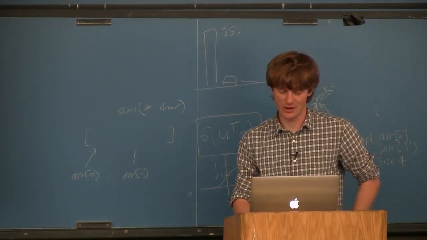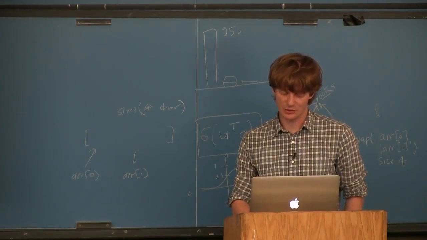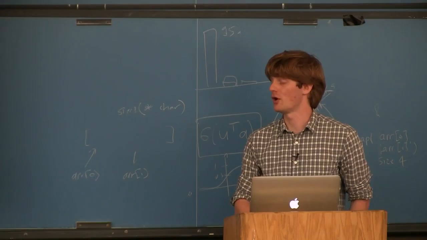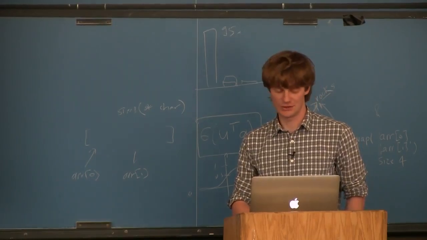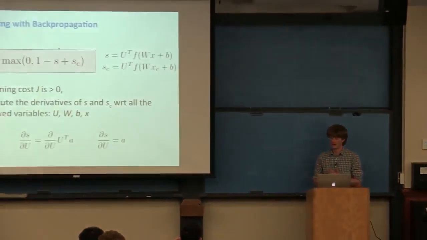So for instance, the corrupted one here could be a sum over these, where you take the score of all the other classes that are wrong and you want to lower all of those scores, and just maximize the one score of the correct class.